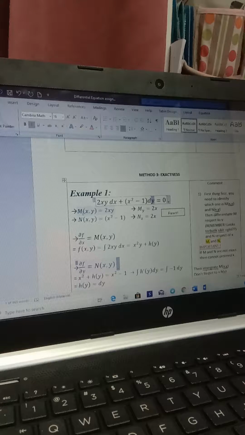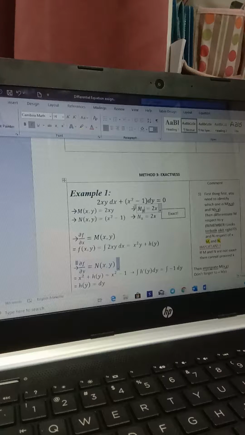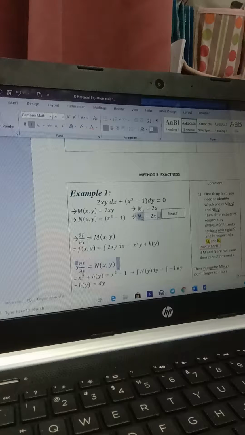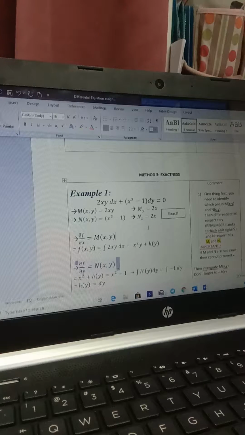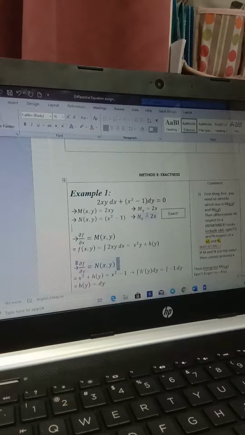So just put in the equation, and for the method of exactness, we need to determine first whether it is exact or not. So we differentiate M with respect to y, and N with respect to x. Usually we differentiate x first, right? But this one we differentiate y first, so we will get 2x for both. That means when both are 2x, the function is exact. When it is exact, we can proceed to the next technique.